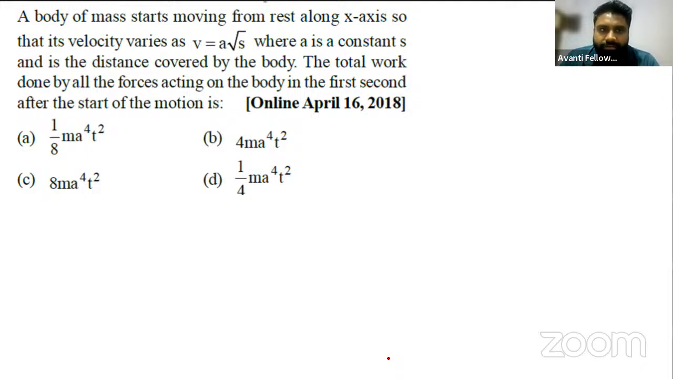Now the total work done by all the forces acting on the body in the first second after starting of the motion is. So again we have to establish a relationship. So you need to focus on that kind of question in which a relationship has been asked. Okay? Because they are very simple yet conceptual questions.